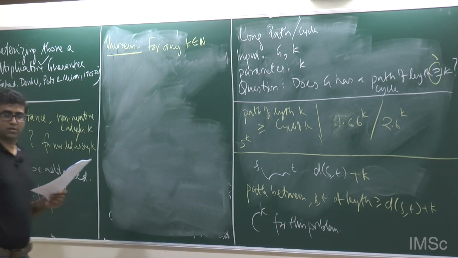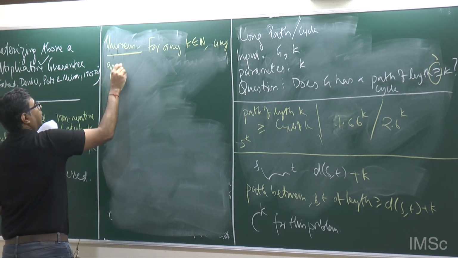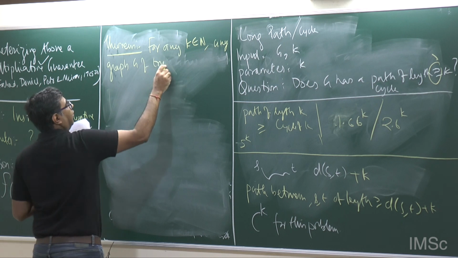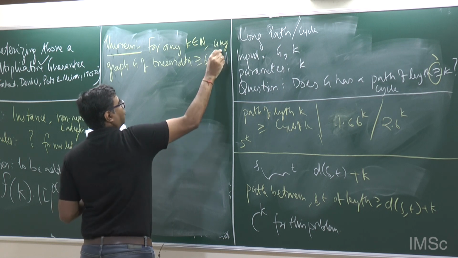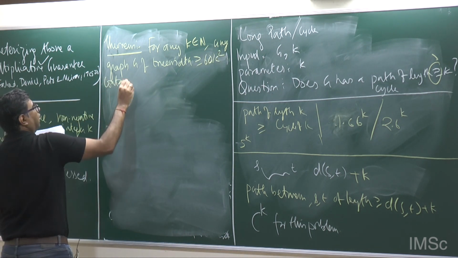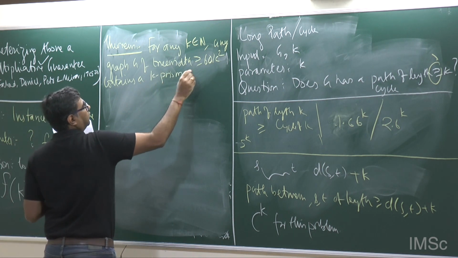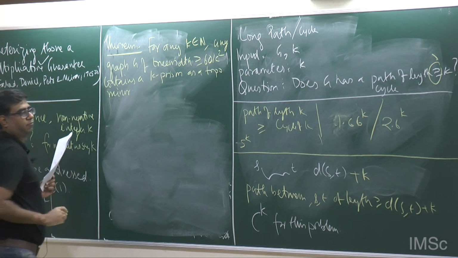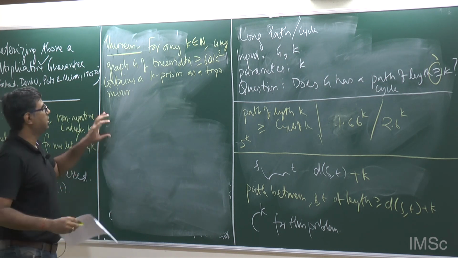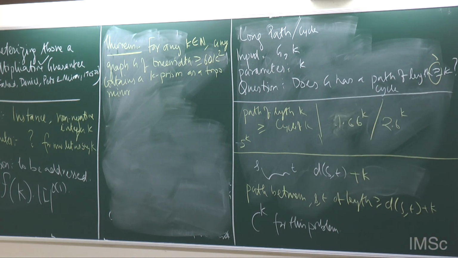For any natural number k, any graph G of treewidth at least 60 times k squared contains a k-prism as a topological minor. So what is the meaning of this? It basically means that I will be able to get such an object as a subgraph, in the following sense.